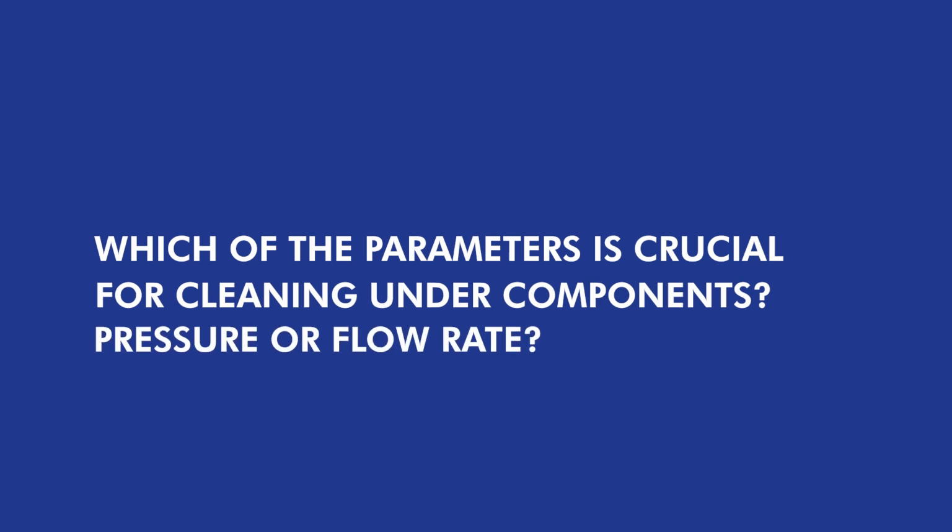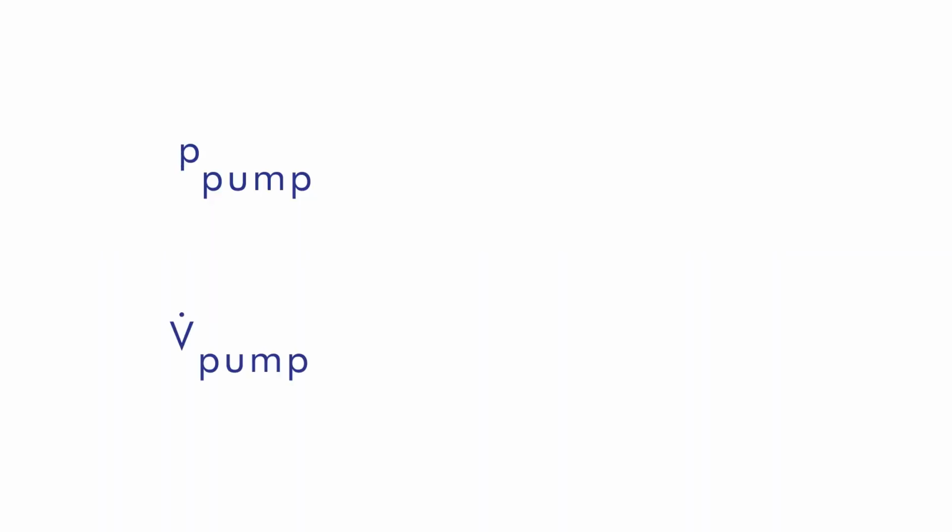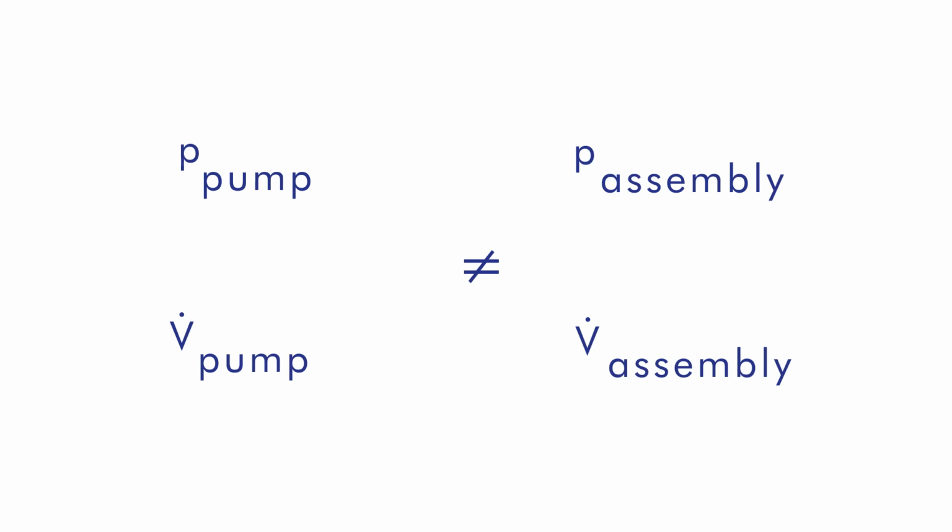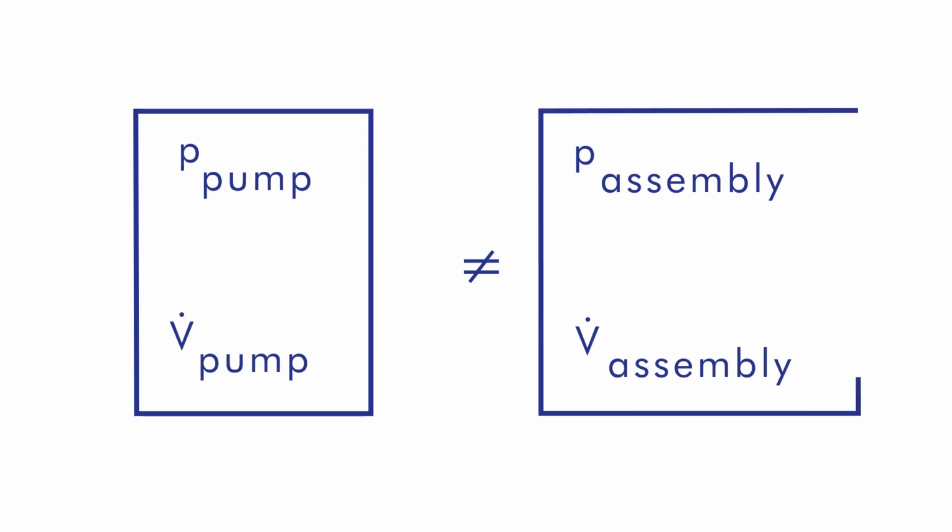Pressure or flow rate? Pressure and flow rate are generated by a pump inside the cleaning system. These parameters do not necessarily correspond with the pressure and flow rate that arrive on the surface of an assembly. Therefore, variables pressure and flow rate must be considered at two different levels, system level and assembly level.